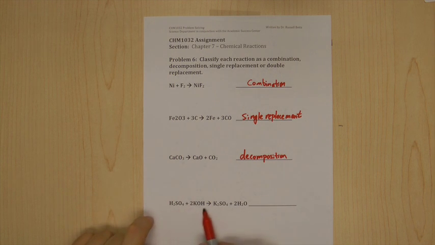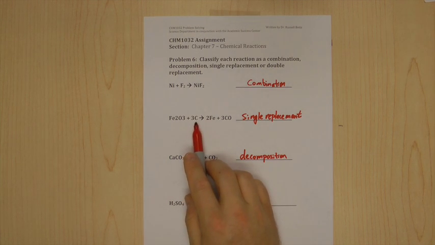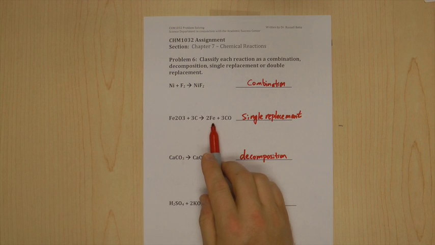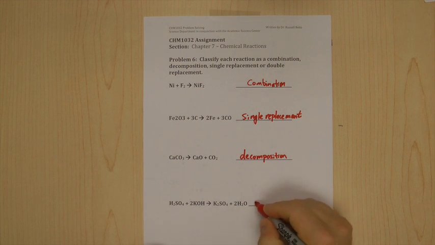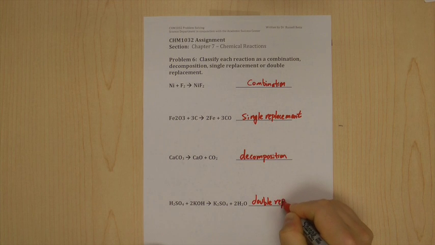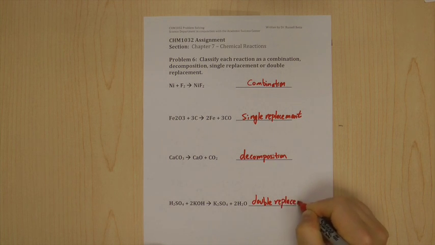Notice there's no single element on the left, and there's no single element on the right. Up here, with a single replacement, we had an element on the left, a different element on the right. We don't have that here. The K and the H are simply changing places. So this is a double replacement. A double replacement reaction. All right?